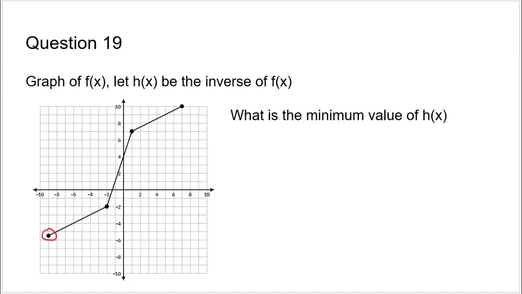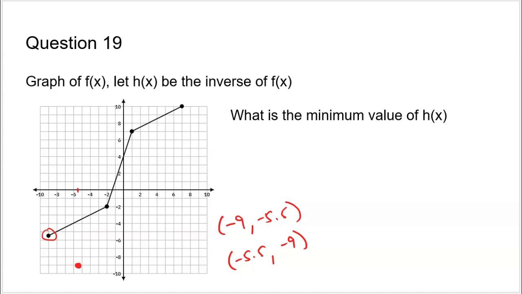So this point right down here was -9, -5.5. Well, if I do the inverse, I'm going to switch that. So that's going to be -5.5, -9. So that's going to be where? Let's see here. So -5.5 would be right about here, and then -9 is right about there. So that's going to be my new value.